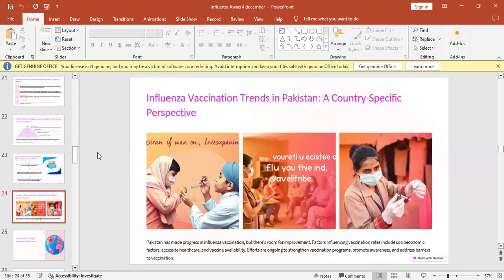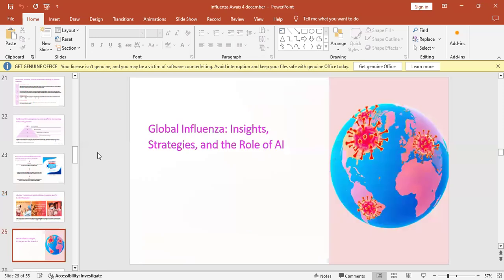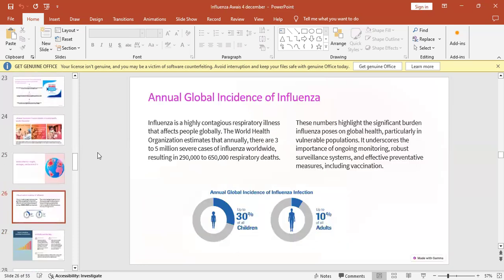Influenza vaccination trends in Pakistan: a country-specific perspective. Pakistan has made progress in influenza vaccination, but there is room for improvement. Factors influencing vaccination rates include socioeconomic factors, access to healthcare, and vaccine availability. Efforts are ongoing to strengthen vaccination programs, promote awareness, and address barriers to vaccination. Now, the global influenza insight, strategies, and role of artificial intelligence.